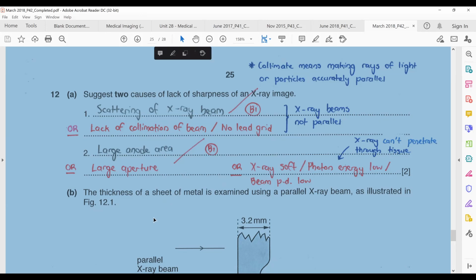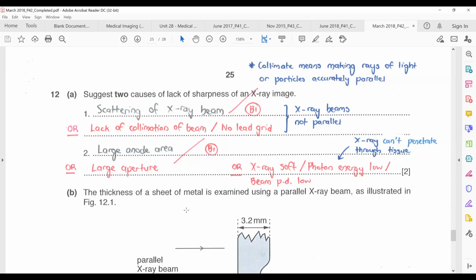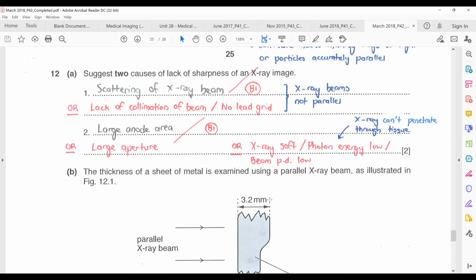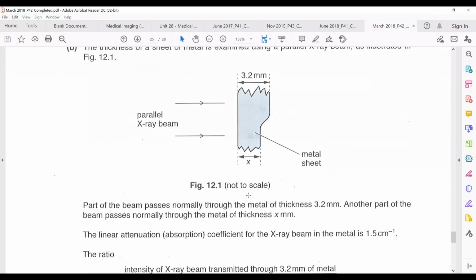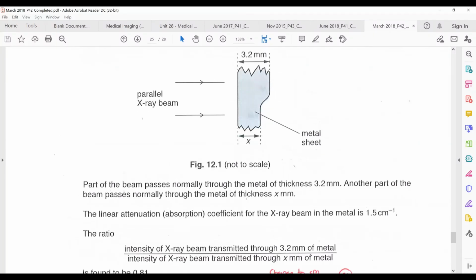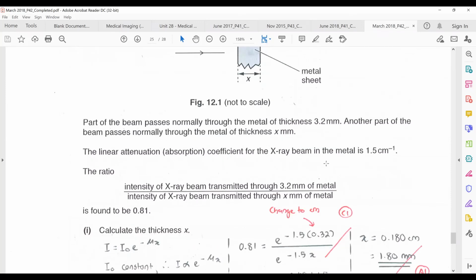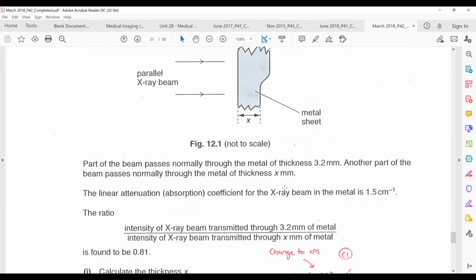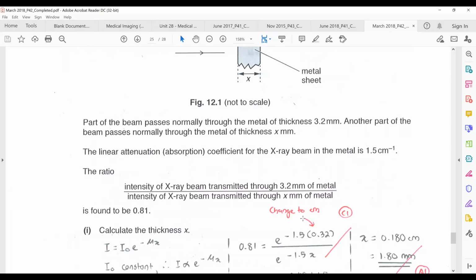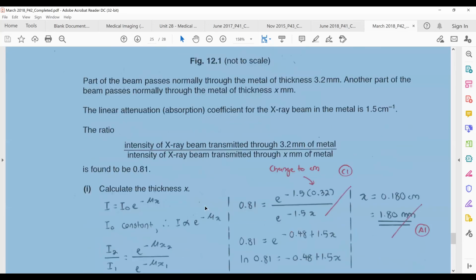Okay. Then if you're okay, I'll just move to the last part. Now the thickness of a sheet of metal is examined using parallel X-ray beams as illustrated in this figure. Part of the beam passes normally through metal of thickness 3.2 mm. Another part of the beam passes normally through metal of thickness x mm. The linear attenuation coefficient for X-ray beam in the metal is 1.5 per cm. Find the ratio of the intensity of X-ray transmitted through 3.2 mm of metal to the intensity transmitted through x mm of metal. Oh, sorry, the ratio is found to be 0.81. They did not ask to find this, they already found it. They ask you to calculate the thickness x instead.